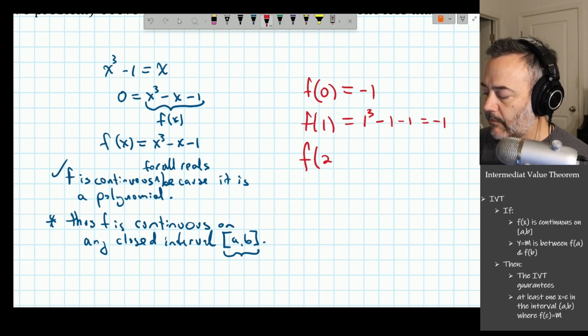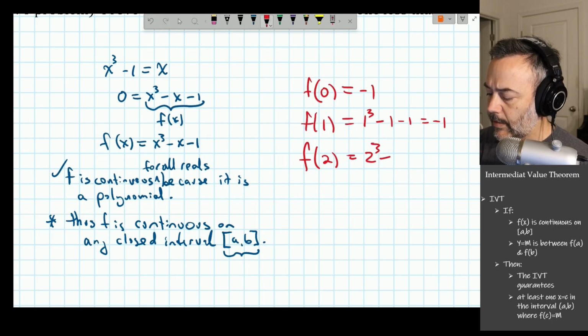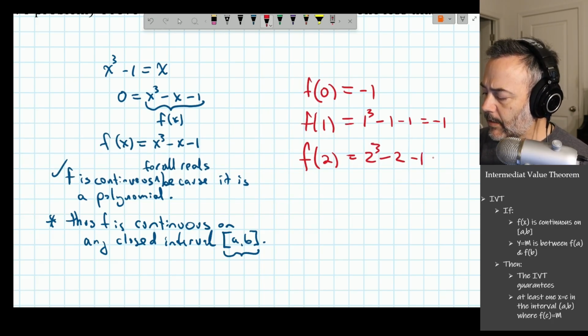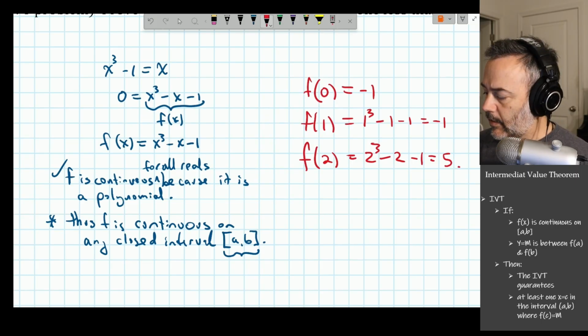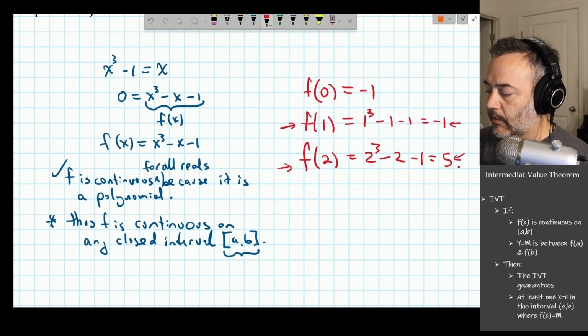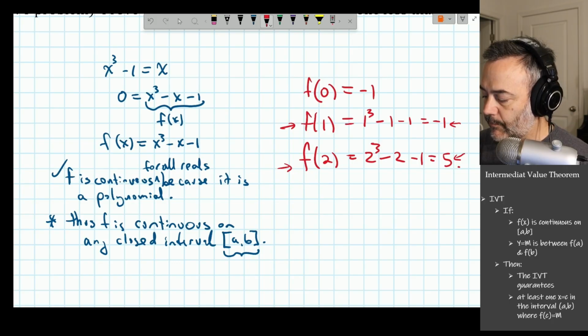What is f of 2? F of 2 is 2 cubed minus 2 minus 1. So that is 8 minus 2 is 6, minus 1 is 5. Okay, cool. Now what we've just found is that f of 1 is -1 and f of 2 is 5. Since this is less than 0 and this is greater than 0, we've found our interval.